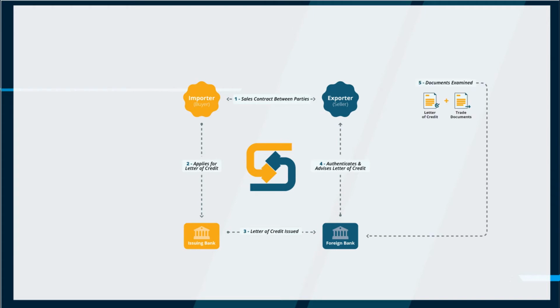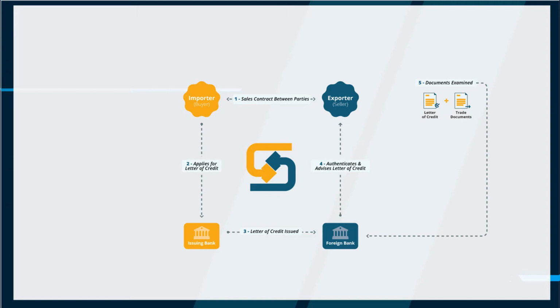The exporter then receives the LC and confirms the letter of credit matches the terms and conditions of the sales contract. If the LC does not match the terms and conditions, the exporter has the opportunity to request an amendment to the LC. Once they match, the exporter will then manufacture and assemble the goods for shipment. The exporter will create an invoice and other required documentation.